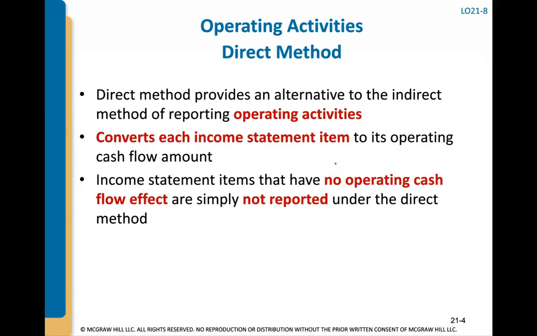There are 2 different methods for reporting the operating activities. The indirect method, which there are 2 devoted videos just to show you how to do that. And then there's the direct method. The direct method is an alternative way to the indirect method for the operating activity. And what it does is it takes each individual income statement item and reports it on a cash basis. And so if there's an income statement item that has no cash flow, it's just not reported under the direct method.